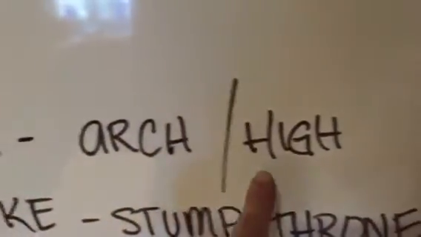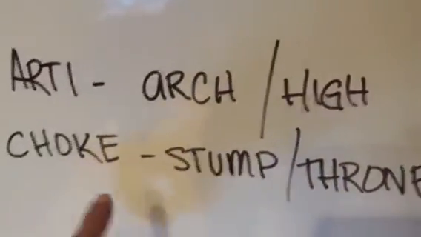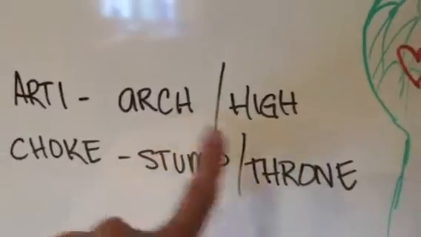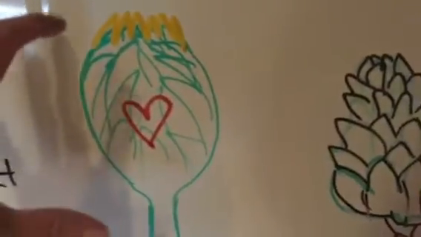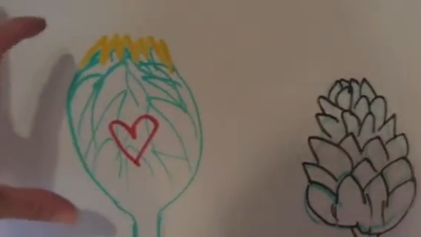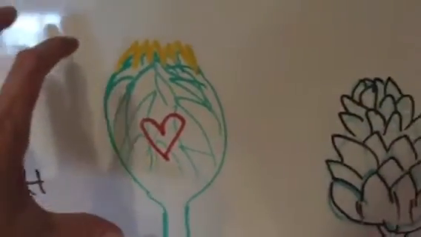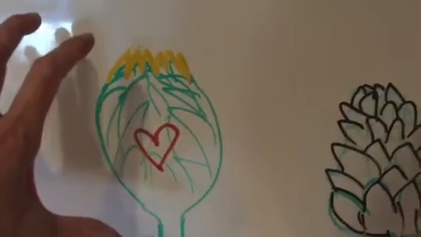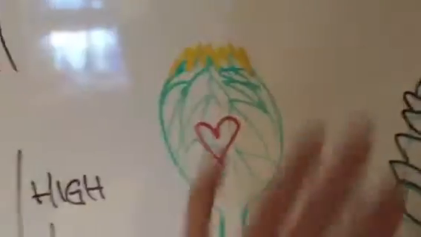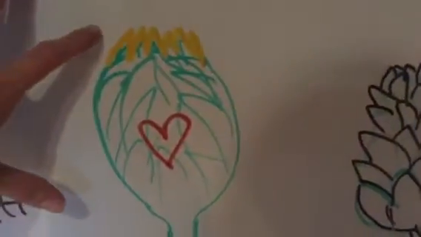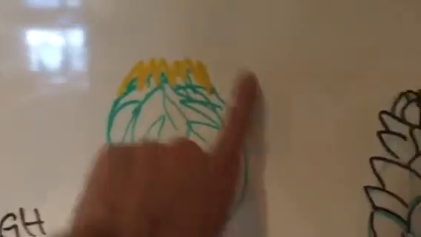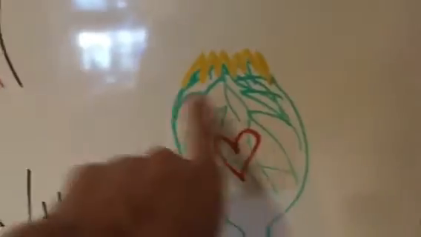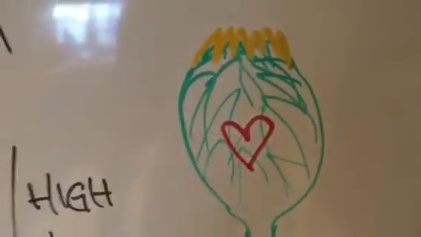Now looking into the artichoke, the word itself, the etymology of artichoke: arti means arch or high, and choke means stump or throne. So high throne, and it's just resonating with me that this here is a closer representation to our entire being, really. I mean, this is the crown, this is the heart, this is the root, this is ego that we're stripping away until we get to the heart.